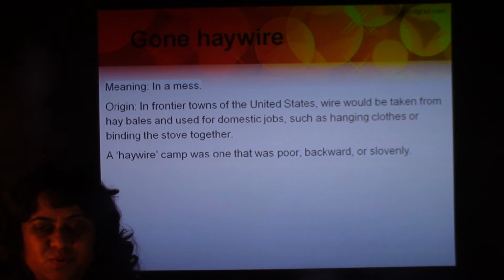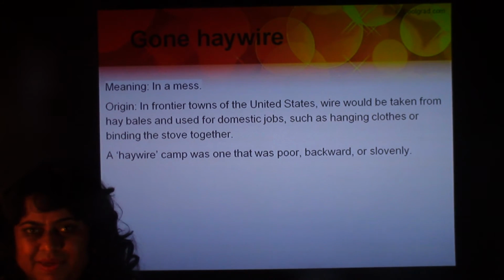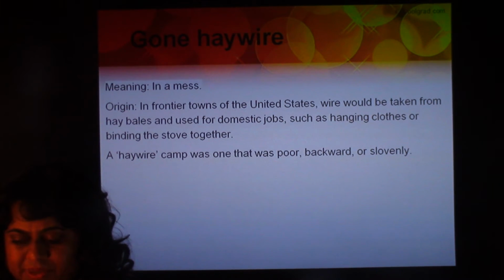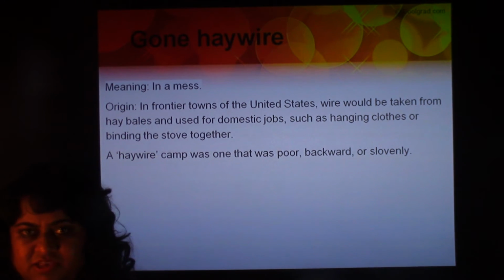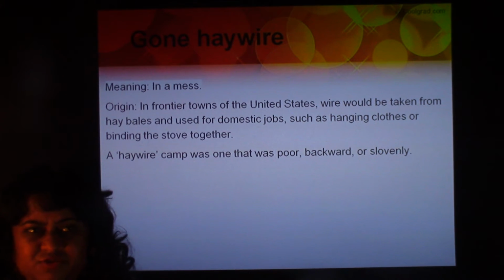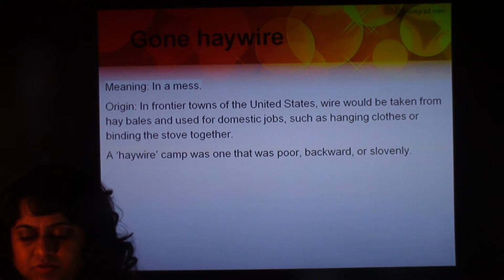Gone haywire. We use this term quite often. It means it's a mess. In frontier towns of the United States, wire would be taken from hay bales and used for domestic jobs, such as hanging clothes or binding things together. A haywire camp was one that was poor, backward, or slovenly. So they had to take wire from the haystack and use it for hanging clothes and all these kinds of things. It was a messy, disorderly place. That was the origin of the phrase gone haywire.